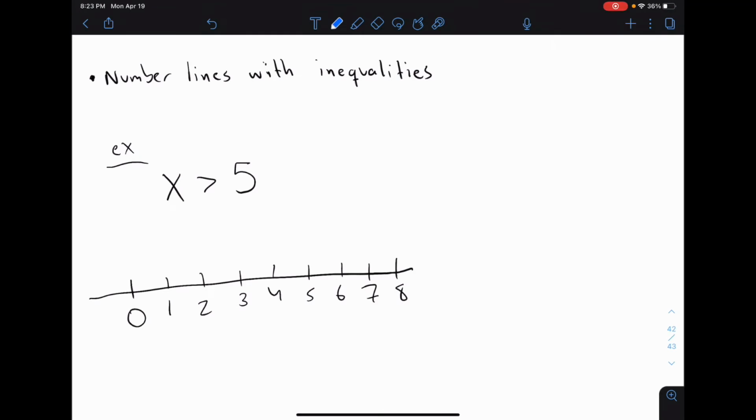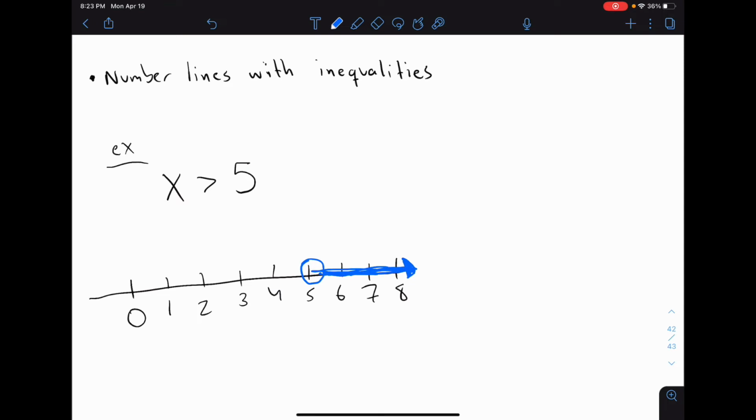Alright, so I have x is greater than 5. X es mayor que 5. So I start at number 5. And then x is greater than. Es mayor. So am I going to go to the right? Or am I going to go to the left? Because ¿cuál es bigger? Which one is bigger? To the right or to the left? I'm going to go to the right. So that means that this is my answer.